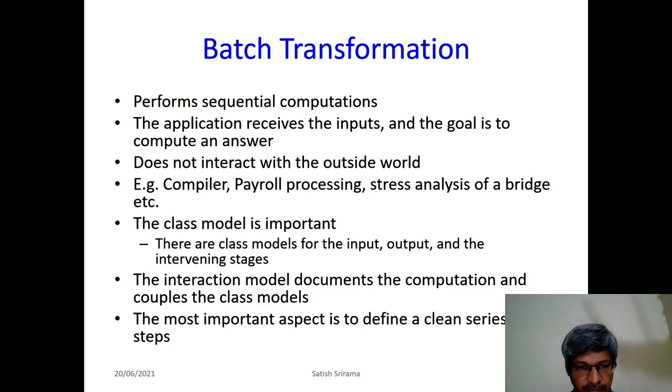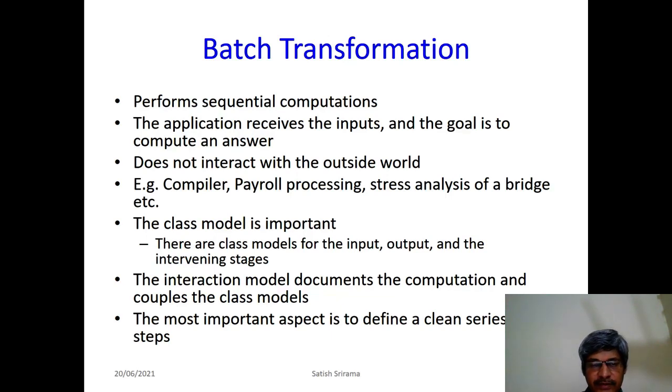Okay. Some of the well-known examples are compilers. Say for example, you give a code, and then you will compile, and then the machine code is to be generated. Okay, if it is Java, you give it, and then you are getting the bytecode out of it. Similarly, payroll processing, okay, so you do the processing continuously from end to end. Stress analysis of a bridge, okay, you give the bridge architecture, everything, and you are doing the stress analysis of it, okay. So basically there is certain input given, and you are expecting an answer out of it.